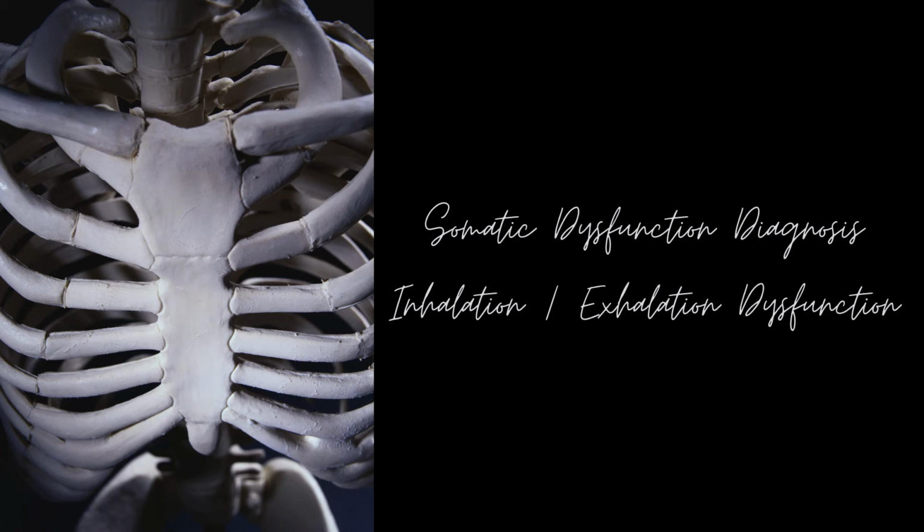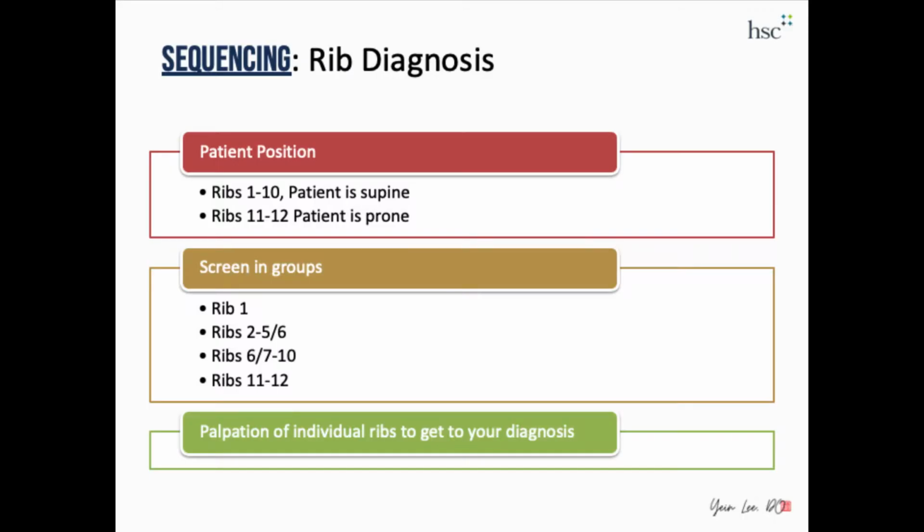This video will demonstrate an example of rib diagnosis. We will demonstrate how we will come to a diagnosis of exhalation dysfunction of ribs 2 to 4 on the left. Generally, the patients will be in supine position except when you need to screen or diagnose rib 11 and 12.